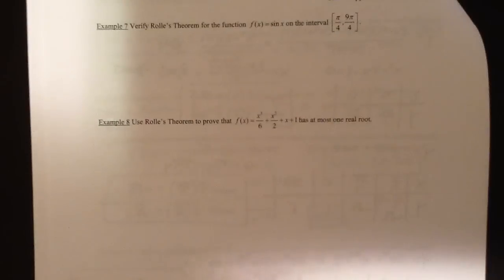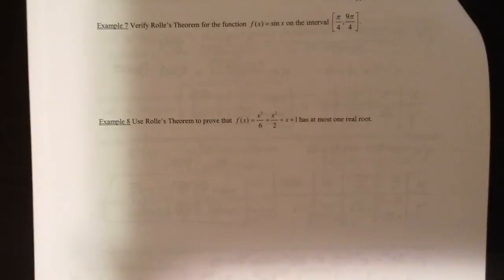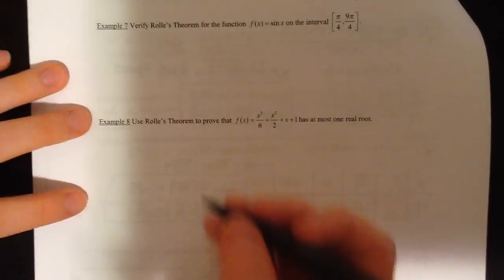Okay, so verify Rolle's theorem. To verify Rolle's theorem, that just means basically proving that it actually works. So proving it on the interval. So let's start with being continuous and being differentiable. So f of x equals sine x. Sine x is continuous and differentiable. Here's what we could do though.